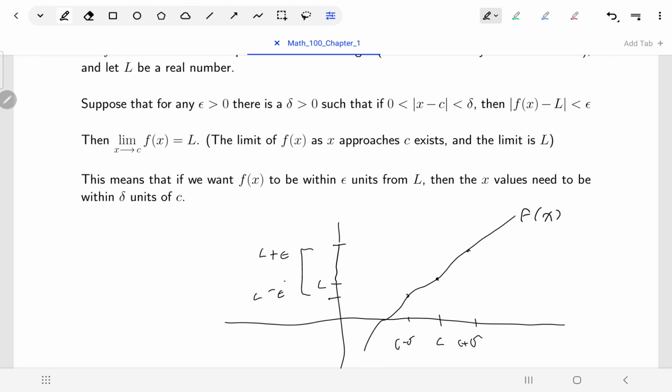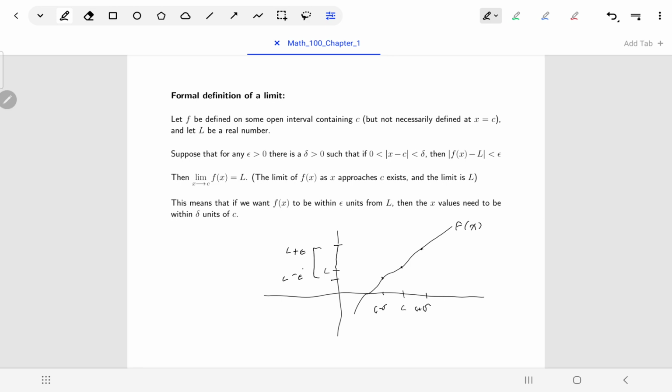So in other words, no matter how close we want to be to our limit L, we can get there just by getting close enough to c, by just reducing delta, getting smaller and smaller and smaller. So that's formally what we mean by a limit. If the limit exists, then if you pick epsilon to be any number, then I can find some delta so that if you are within delta of that point c, then your y values will be within epsilon of L.